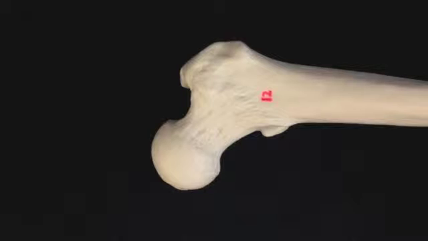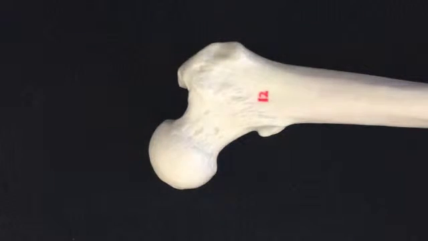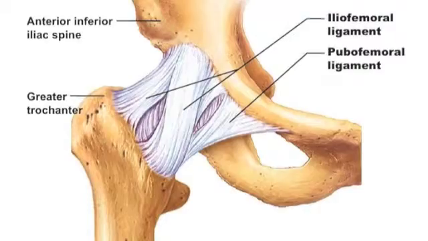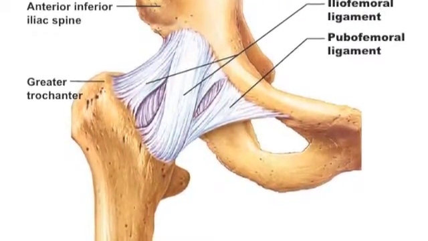Located on the anterior shaft of the femur is the intertrochanteric line. This bumpy ridge is an attachment site for ligaments such as the iliofemoral ligament. The iliofemoral ligament connects to the ilium and is one of the strongest ligaments in the body.